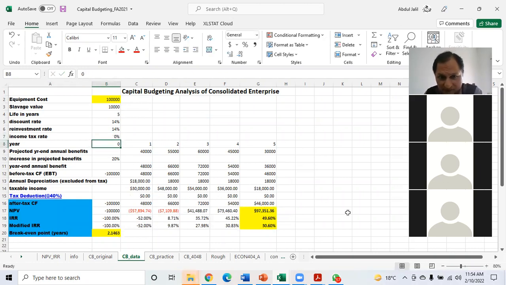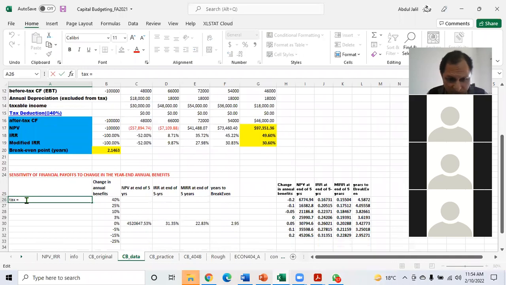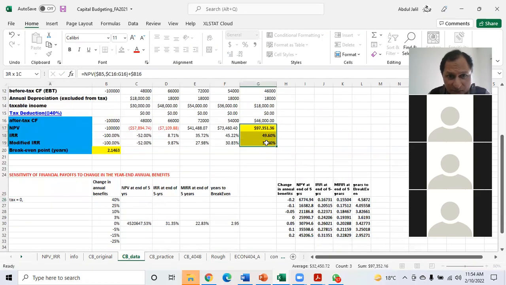What is the situation? This is the outcome without tax. Very high rate of return you are getting. Only 2 years are needed to complete that. So I'm just going to paste tax 0, right? This is the one scenario. So this is the outcome. Copy it.